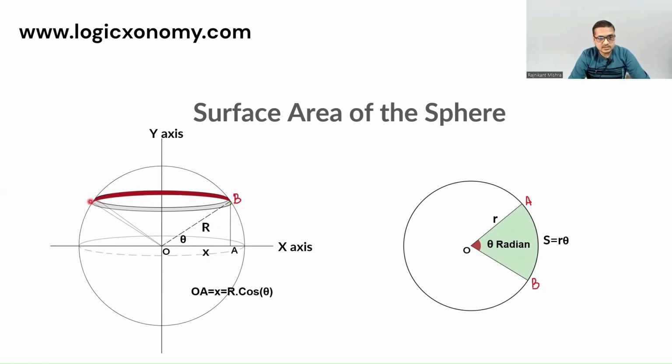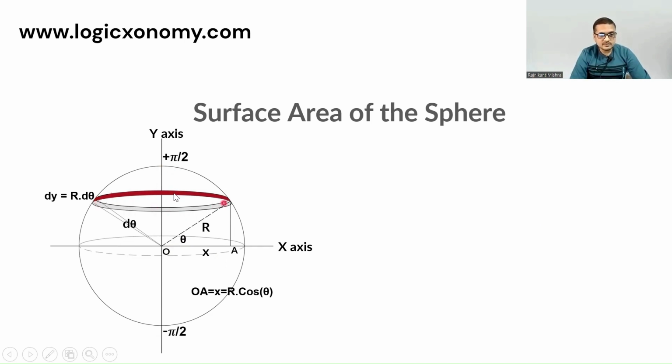Here the surface of this thin plate is a little bit curved, so it acts as an arc. Let this small arc subtend a very small angle d theta at center O. Then the width of this strip is equal to r d theta, according to this formula. The limit of this sphere is from minus pi by 2 radian to pi by 2 radian.